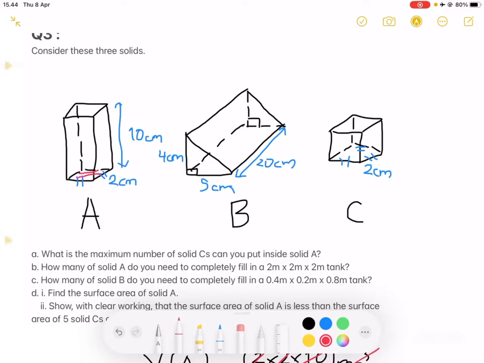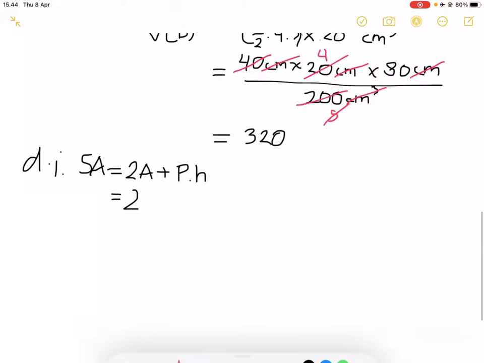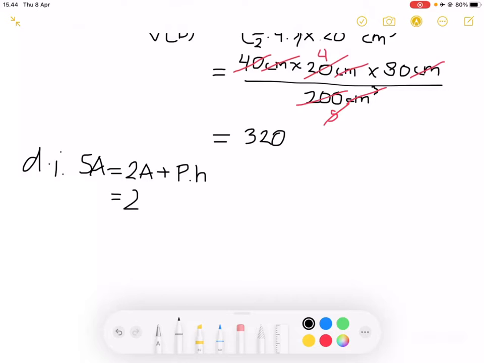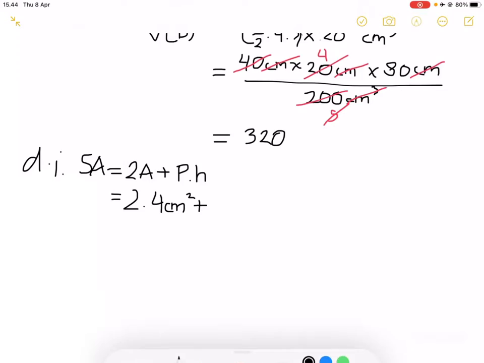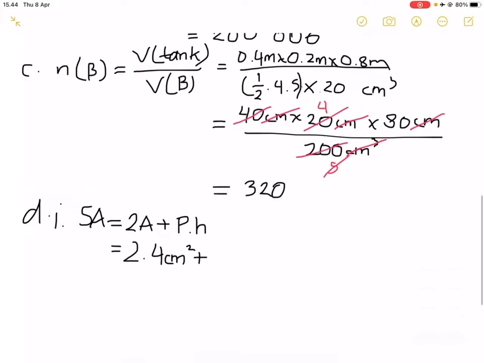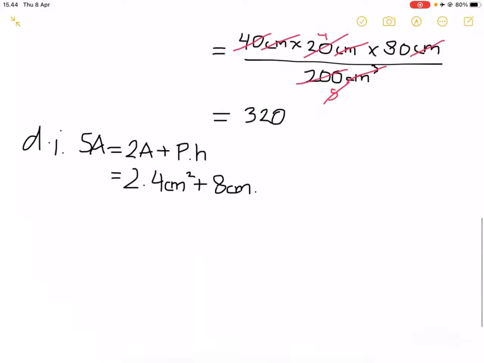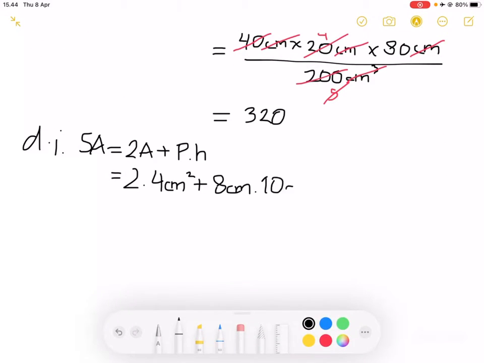I'll just choose this thing on the bottom there. And notice that that thing on the bottom is a square with side length 2 centimeters. So its area will be 2 centimeters squared, which is 4 centimeters squared. Now the perimeter of this base, which is a square, will be 4 times its side length, which is 2 centimeters, which will be 8 centimeters, multiplied by its extension length, which is 10 centimeters. Overall, this will give us a surface area of 88 centimeters squared.